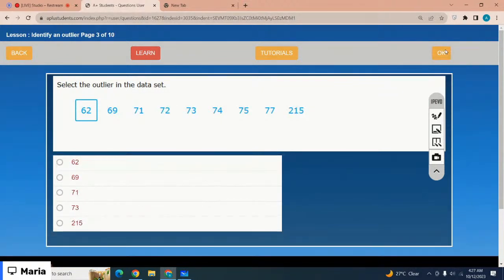Select the outlier in the dataset: 62, 69, 71, 72, 73, 74, 75, 77, and 215. So which is the outlier? That is 215, right? The correct option is 215.